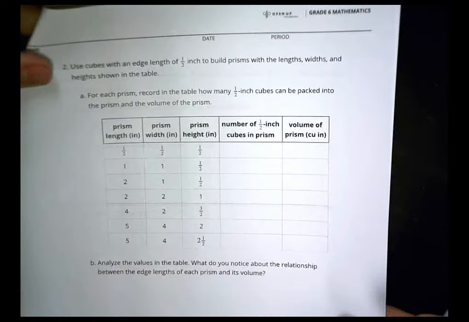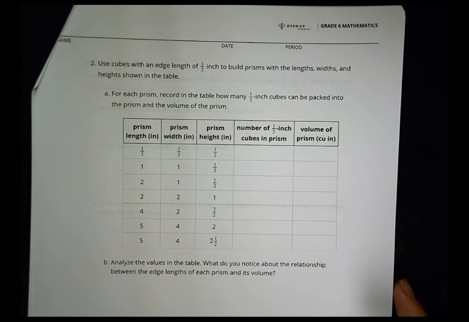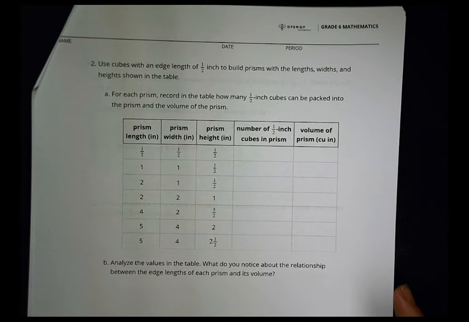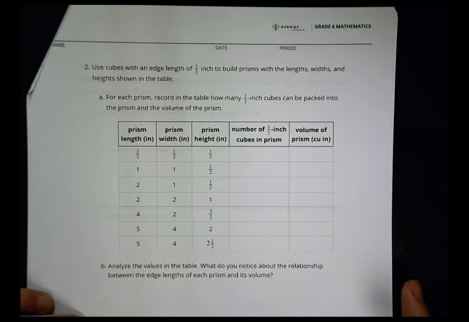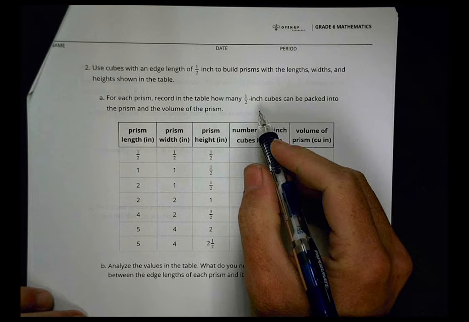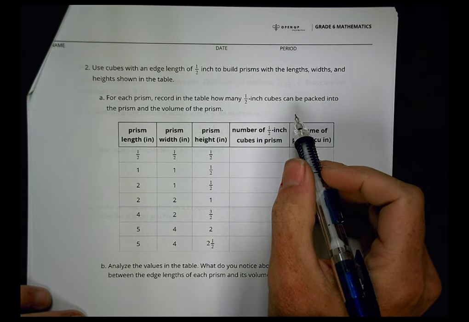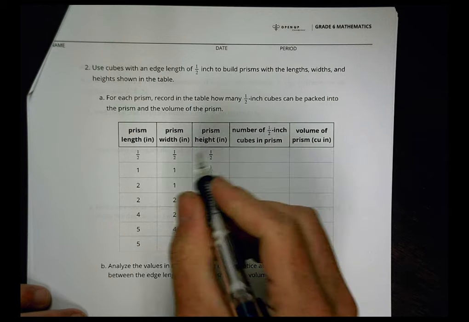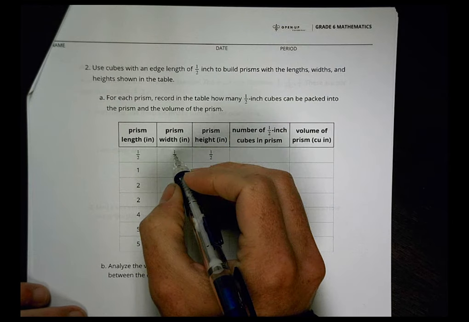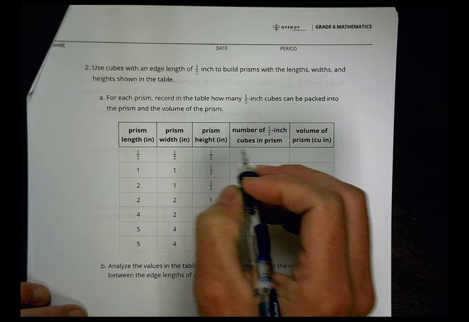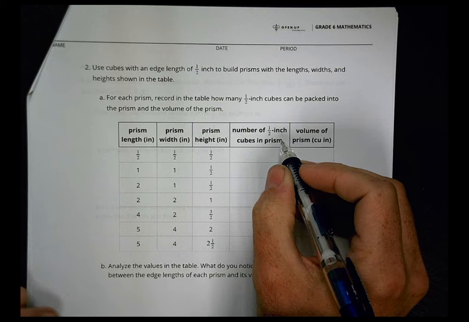Alright. Use cubes with a 1/2 inch length to build prisms with lengths and widths and heights shown in the table below. For each prism, record in the table how many 1/2 inch cubes can be packed into the prism and the volume of the prism. Okay, so we have prism length of a 1/2 and a 1/2 and a height of a 1/2. Number of 1/2 inch cubes in the prism.